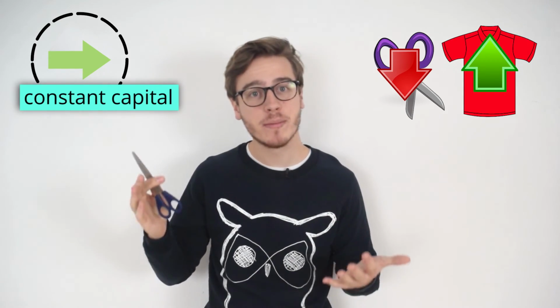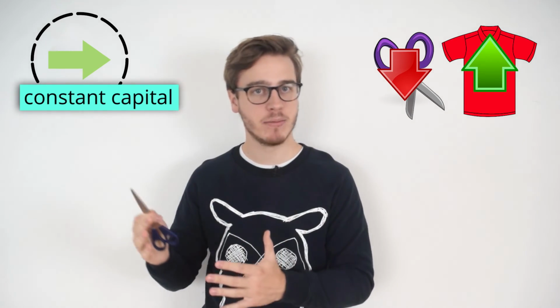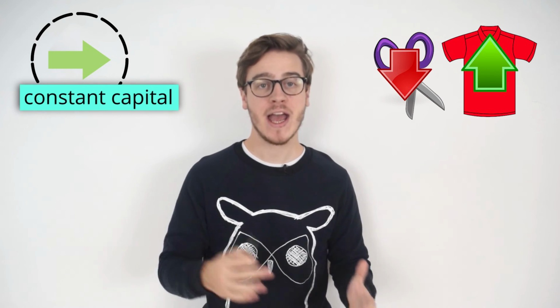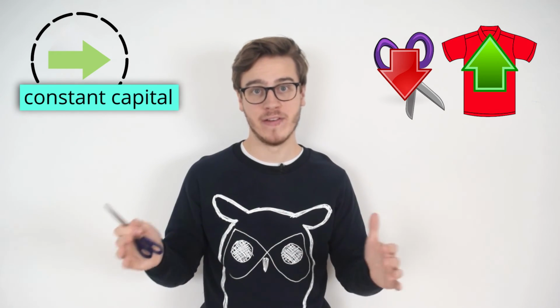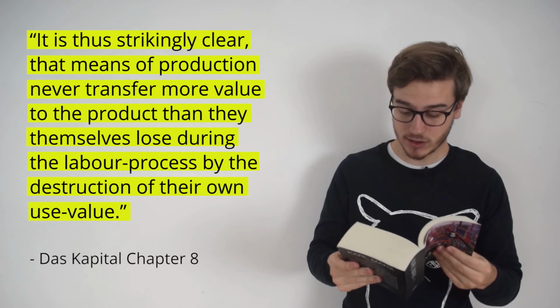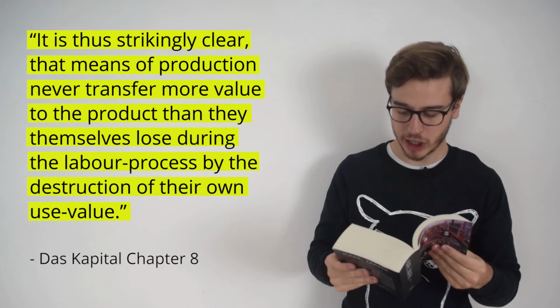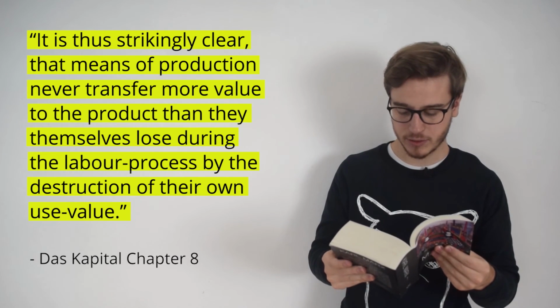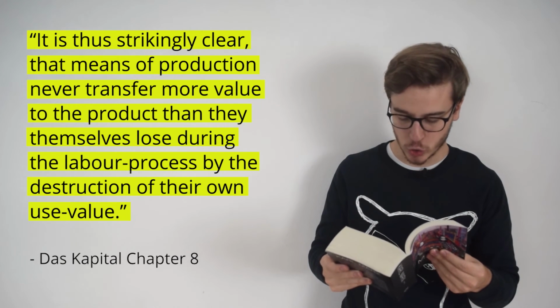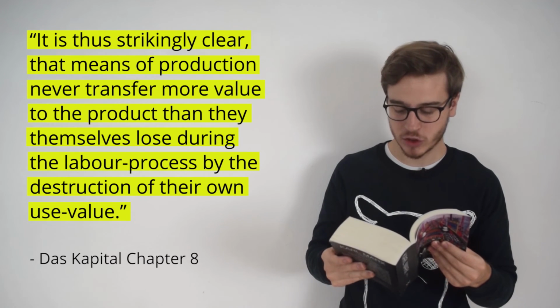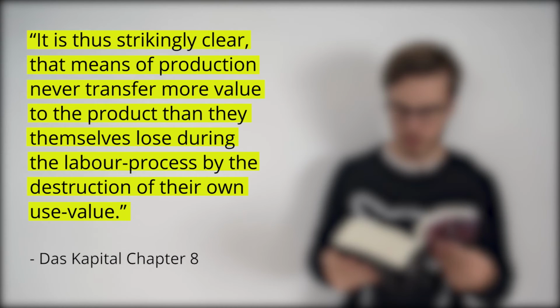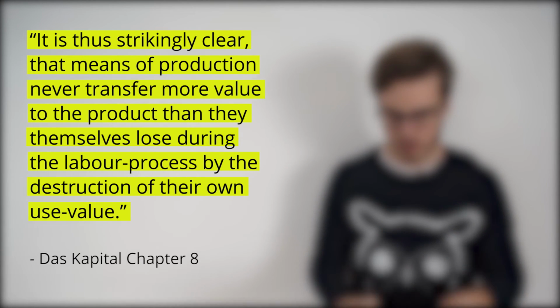The scissors only possess value as long as they can be used in the production process. Every time they get used, their value decreases a bit. It is thus strikingly clear that means of production never transfer more value to the product than they themselves lose during the labor process by the destruction of their own use value. So these are two very different forms of value transformation.